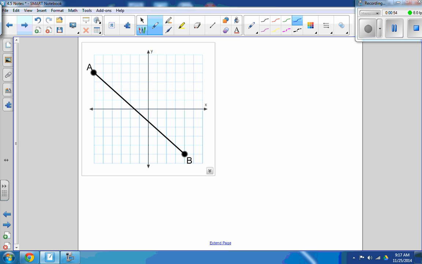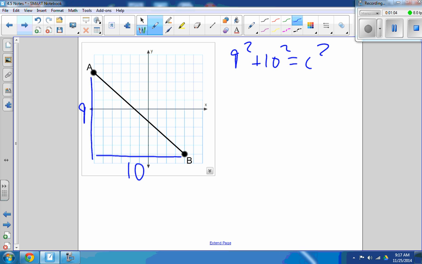All right, so let's do this one. We got a distance of 9 down, a distance of 10 over. So 9 squared plus 10 squared equals c squared. The hypotenuse is c. So 81 plus 100 equals c squared. So c is the square root of 181, which I cannot simplify.